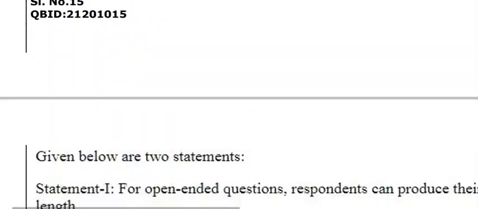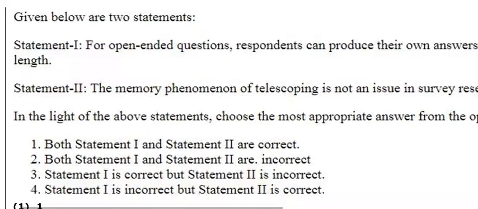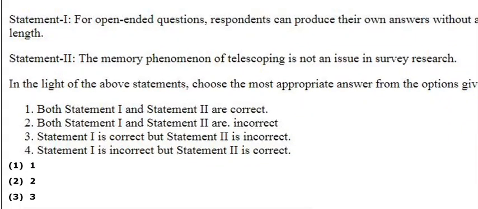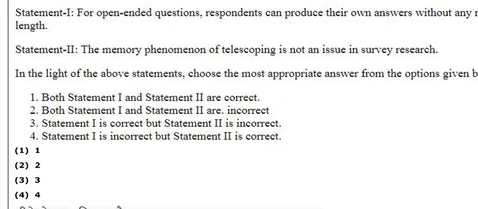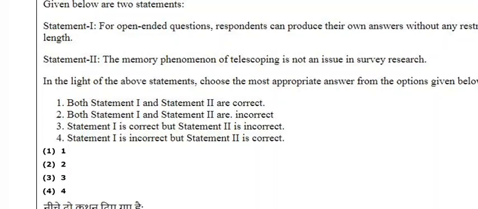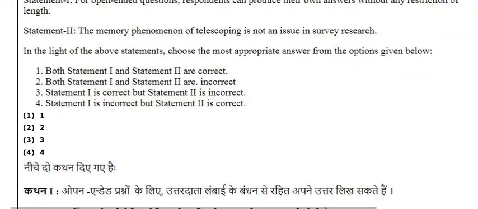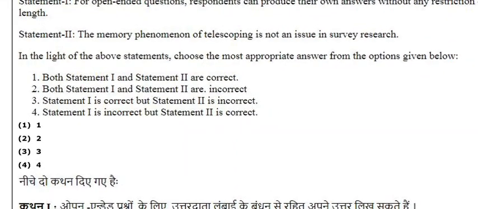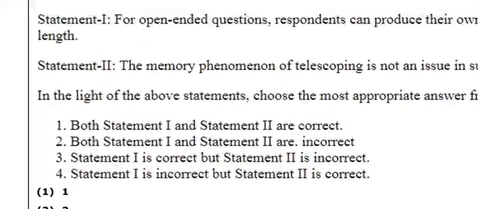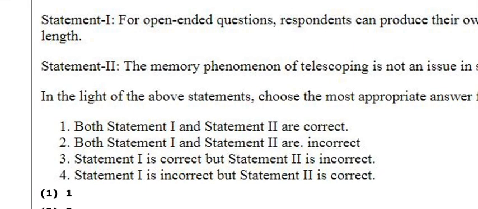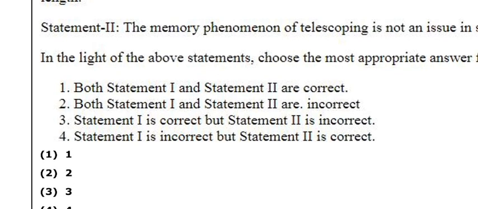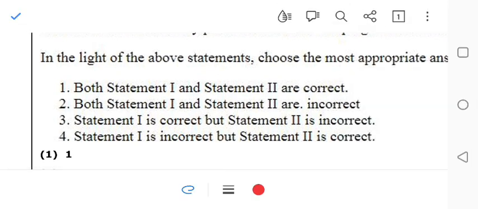Next, 15. Given below are two statements. Statement 1 says, for open-ended questions, respondents can produce their own answers without any restriction of length. Statement 2 says, the memory phenomenon of telescoping is not an issue in survey research. In the light of the above statement, choose the most appropriate answer from the options given below. Read it. 4 options are there. So correct one will be statement 1 is correct but 2 is not. Number 3.